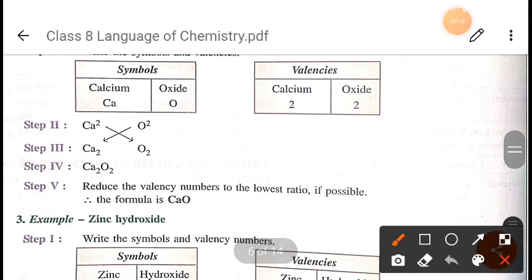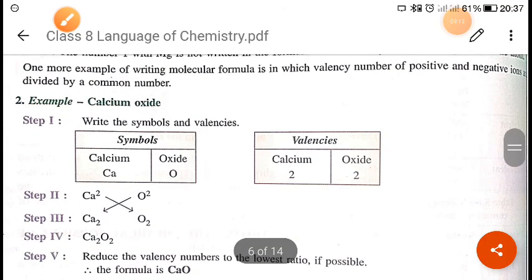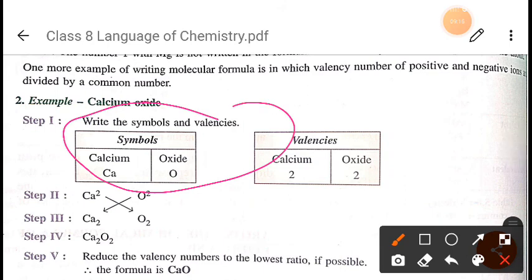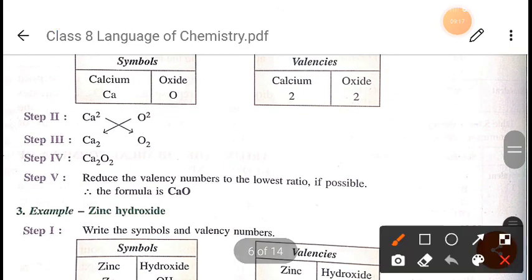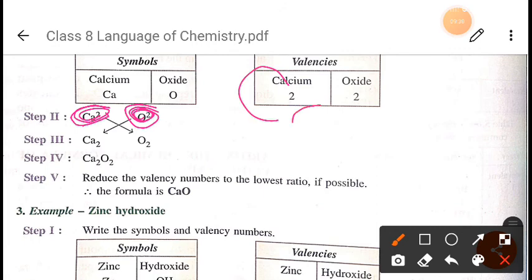As you can see, step 1 was to identify the symbols, and we have written the symbols and valencies. Now step 2: calcium and oxygen. Calcium has a valency of 2 written here, and oxygen has a valency of 2 written here. What we have done is give the valency of calcium to oxygen, and taken the valency of oxygen.